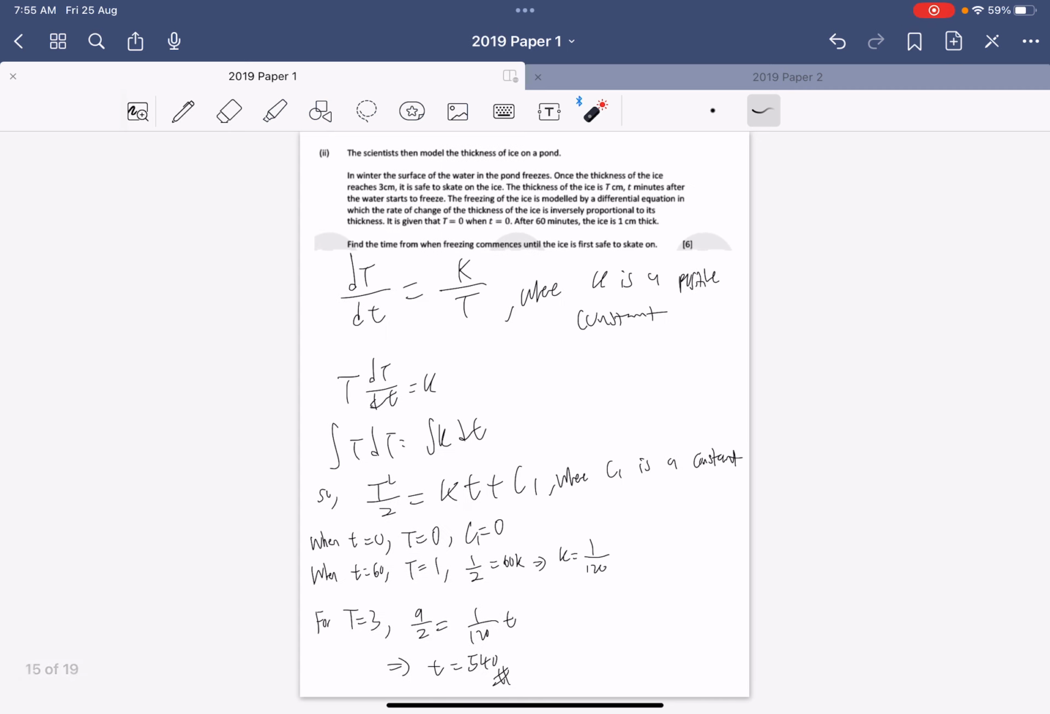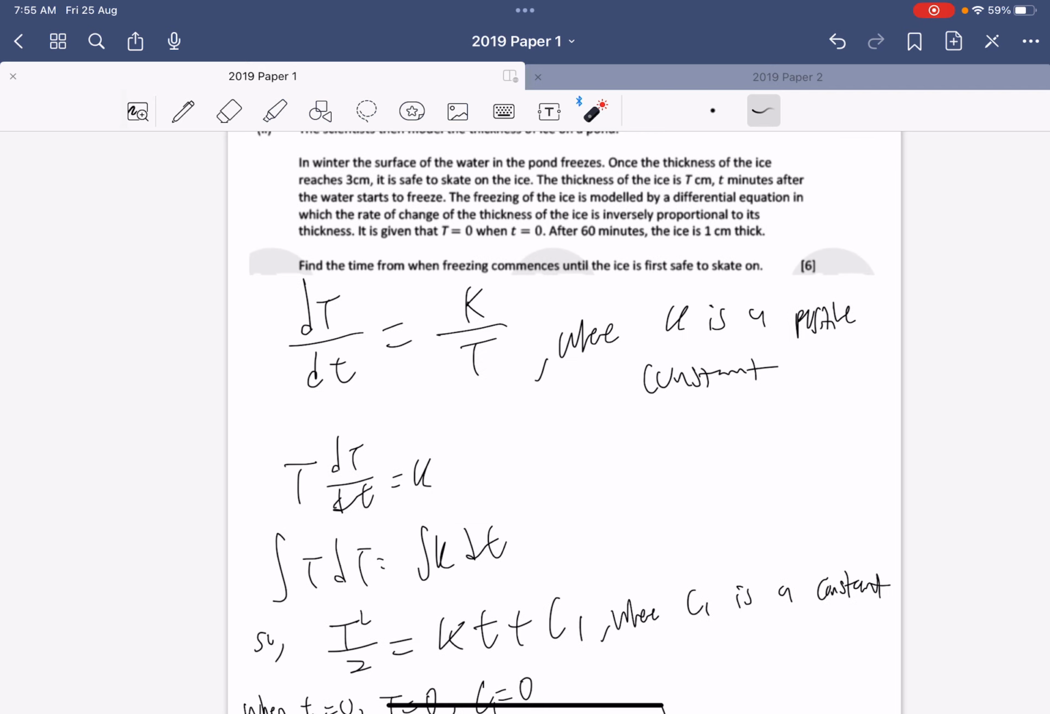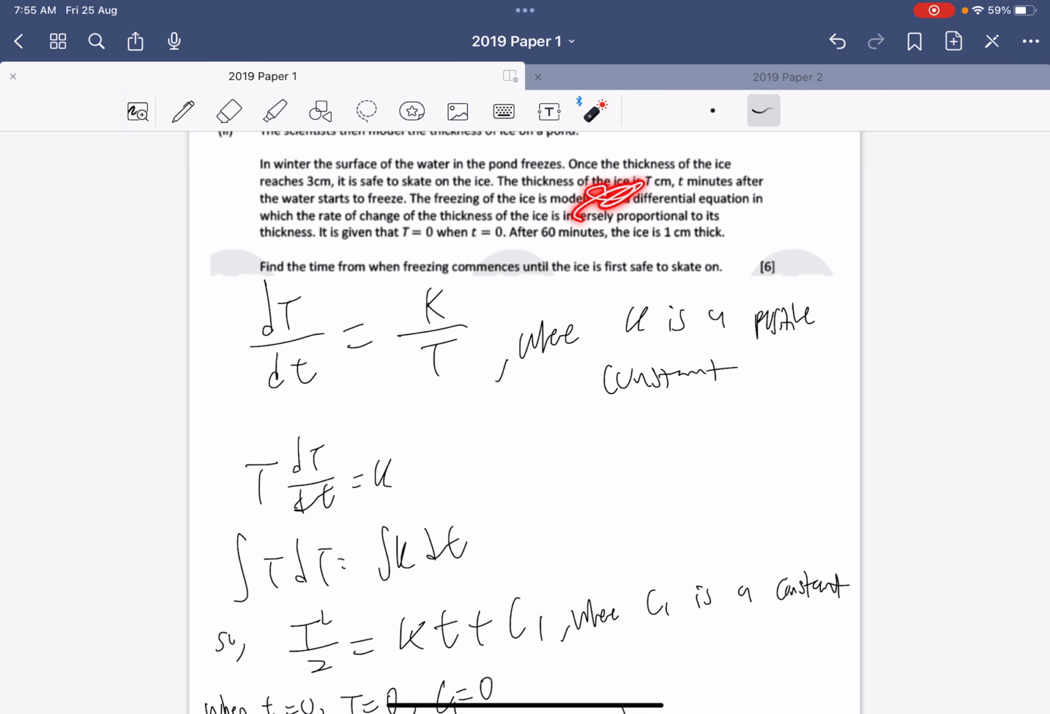In the third part now, you're given another model, but in this case, it's about the thickness of the ice. So you want to model the differential, so the rate of change is inversely proportional. So you just put a k over T, where k is a constant, and you know that the thickness is increasing, so k is positive.